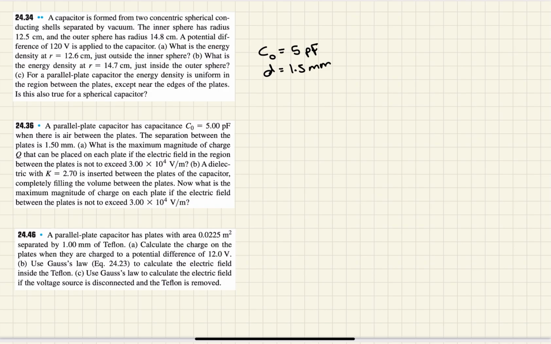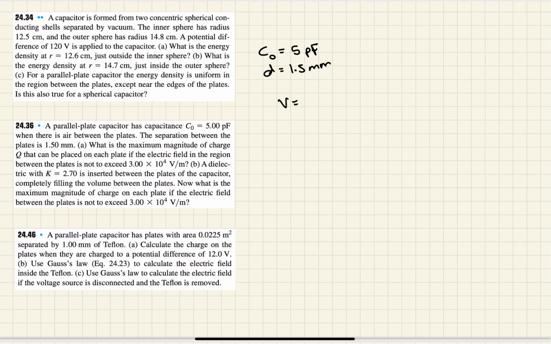What's the maximum magnitude of charge Q that can be placed on each plate if the electric field in the region cannot exceed 3 times 10 to the power 4 volts per meter? This is kind of what I was talking about earlier, where there's this maximum potential difference you can have. In this case, we're given the maximum electric field, which you can use to calculate the maximum potential difference. So this is without a dielectric first.